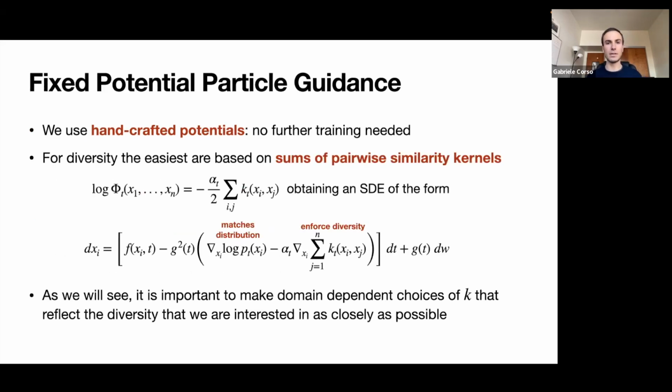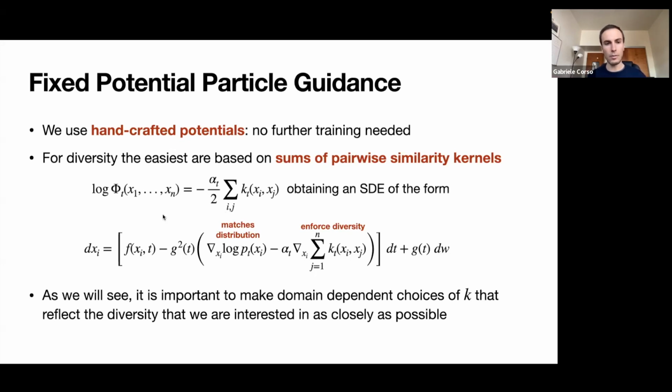So let's first dive into the fixed potential. As I mentioned, we use a handcrafted potential where no further training is needed. This is really an inference time addition. For diversity, the easiest potential that you can add, and this is what we do, is adding sums of pairwise similarity kernels. Obviously, since we want a diversity objective, we will look at the opposite of this. Here, k is a similarity kernel. We'll typically be using what's called an RBF kernel, which is the exponential of the negative of the distance between the two points, and this alpha is just a hyperparameter.